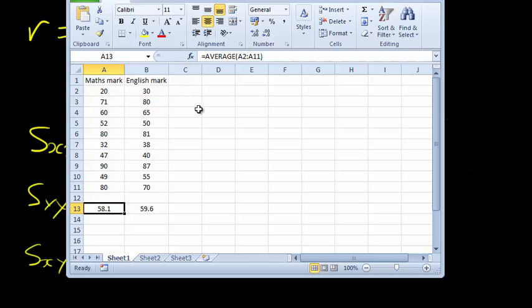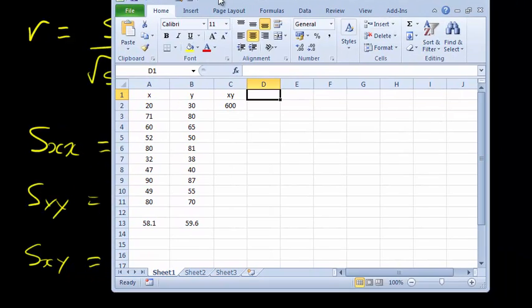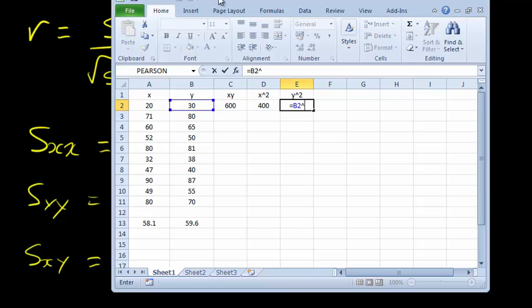I'm just going to pause, well, in fact, I'll just do it now. So if we call the math mark X and the English mark Y, I'm going to need a column for XY, so that times that. What else did I need? I need to know how many there are. I need to know the sum of X squared, so I need a column for X squared, and I need a column for Y squared. X squared is that squared, Y squared is that squared.